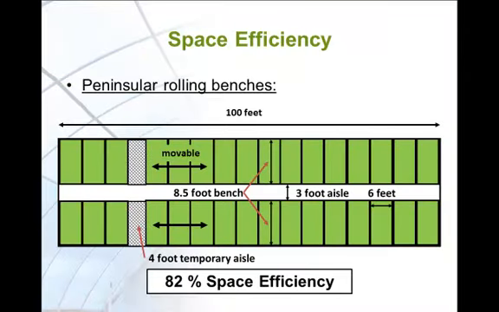With movable benches, a peninsular cranking bench setup has 32 8.5 by 6-foot benches sitting against the 2 long walls. There is a 4-foot wide temporary aisle in between 2 benches on both sides, and a 3-foot permanent aisle in the middle. This setup uses 82% of the greenhouse space for growing.